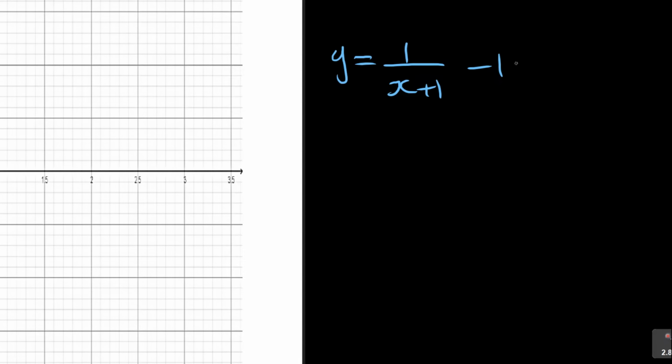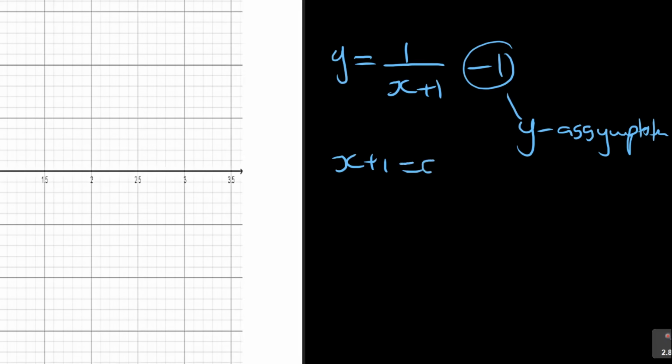Look at this. This is the y asymptote. Now the x asymptote, you're going to say x plus 1 equal to 0. x is equal to minus 1. This is the x asymptote.